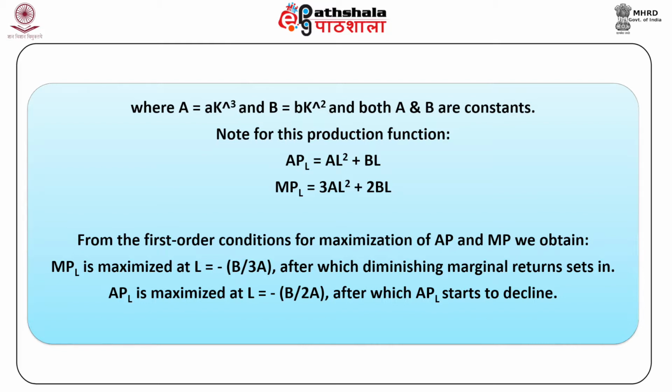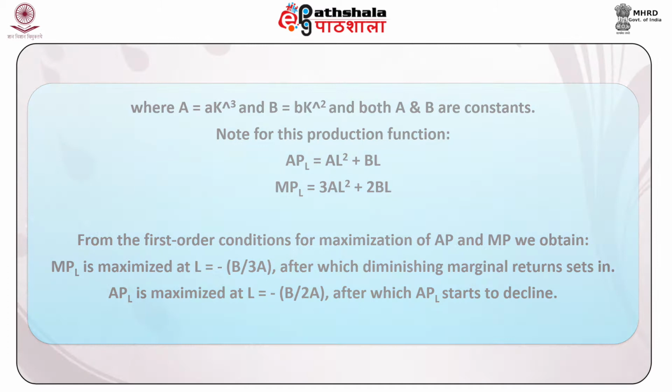Note, for this production function, APL = AL² + BL, and MPL = 3AL² + 2BL. From the first order condition for maximization of AP and MP, we obtain MPL is maximized at L = -B/3A, after which diminishing marginal returns sets in. APL is maximized at L = -B/2A, after which APL starts to decline.